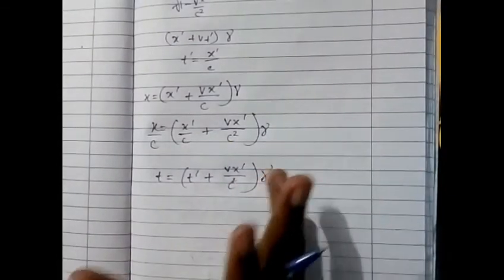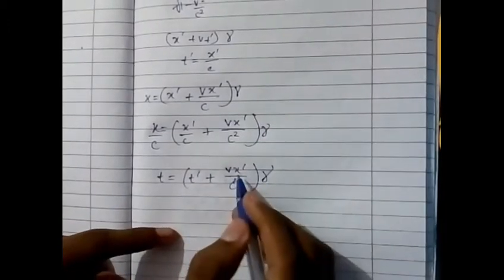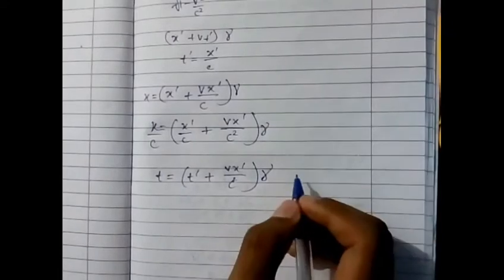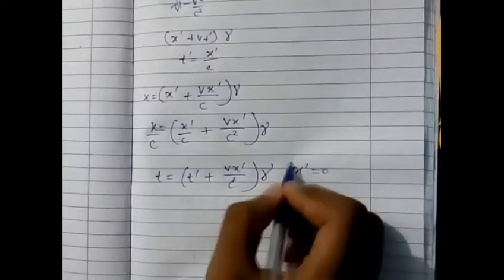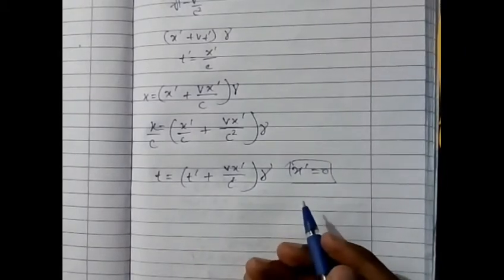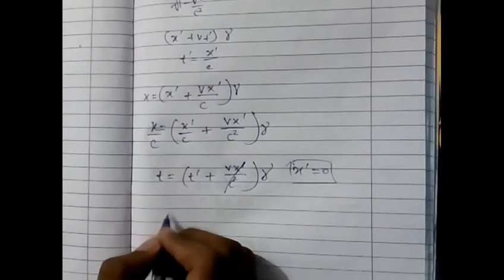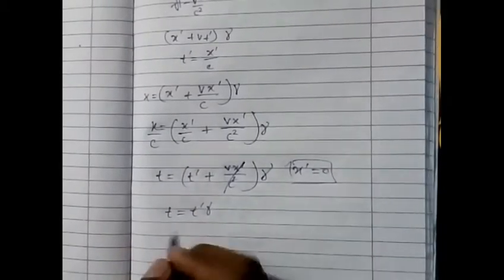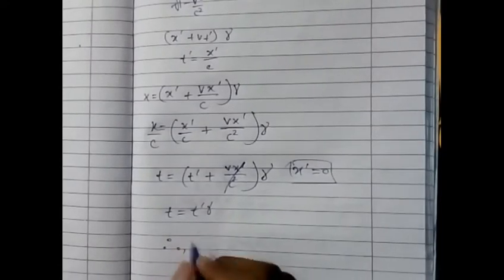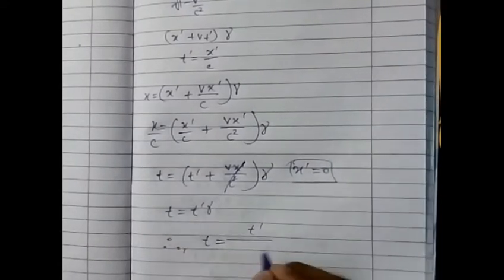Now using this equation, if I just took x prime equals 0, because the person in S prime frame of reference will observe that he is stationary, and except him, S is actually in motion, so we can just cancel this term out. We will have t equals t prime times gamma. Therefore t equals t prime over under root 1 minus v square over c square. This is our equation for time for the person S.